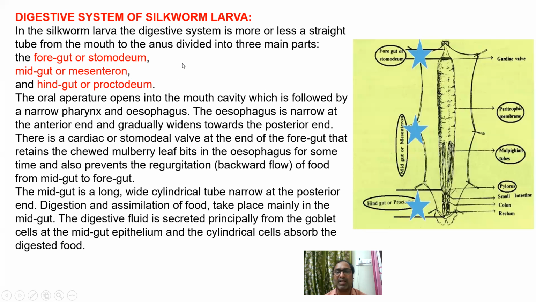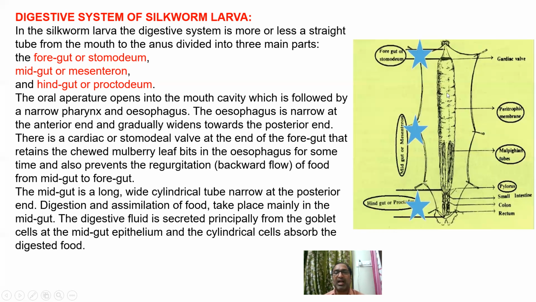This is, of course, the larger part of your digestive system. It is long. See my cursor here. This is the cursor which I am showing here. This entire portion is considered as the midgut. It is, of course, very long. It looks like a cylindrical tube, somewhat narrower in the posterior region.